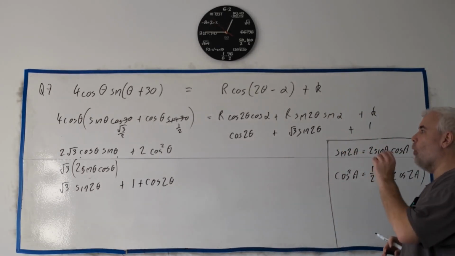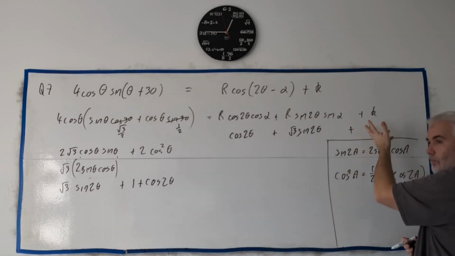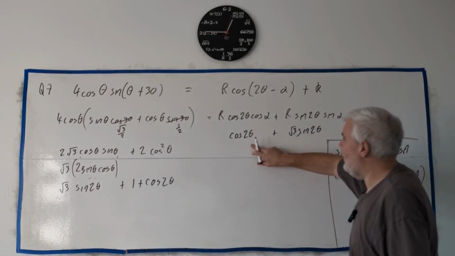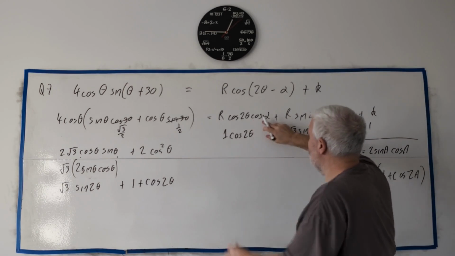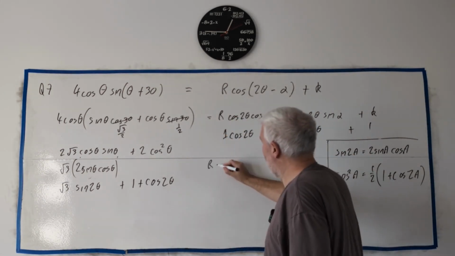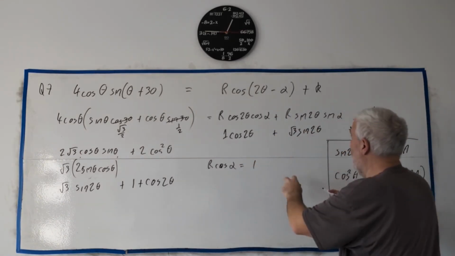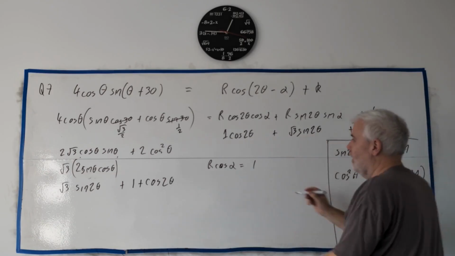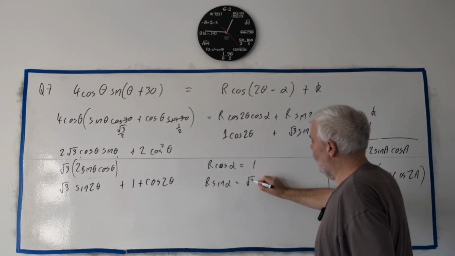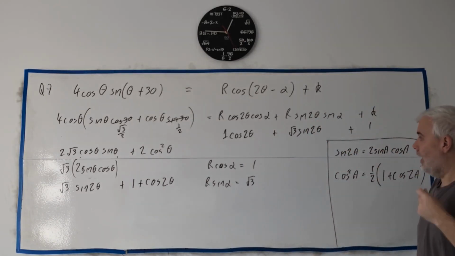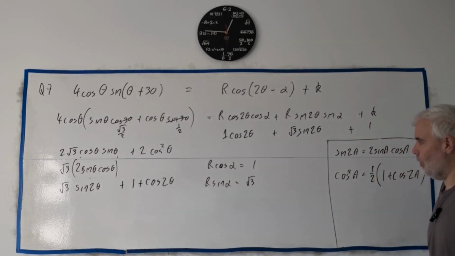What I'm doing here is equating cosine with cosine, sine with sine, and number with number. And what I can tell here is what's in front of this cosine, which is just a 1, must equal what's in front of this cosine, which is r cosine alpha. So that must equal 1. Same with here. What's in front of this sine 2 theta is r sine alpha, and it must equal square root of 3. And I guess I could write in, well, no, k is equal to 1 then. We'll leave that for the moment.